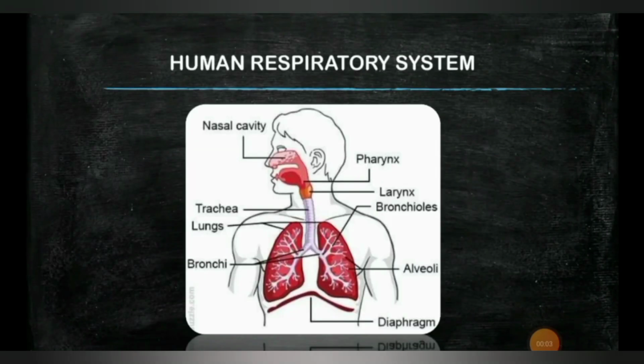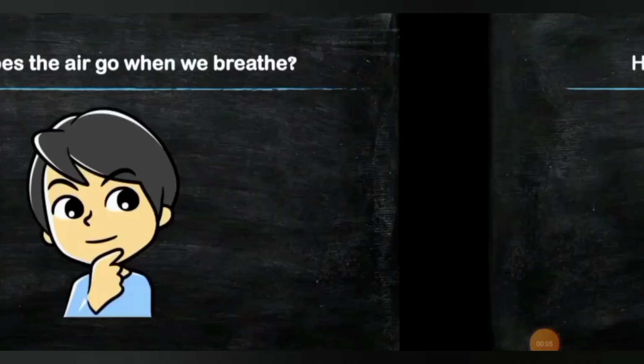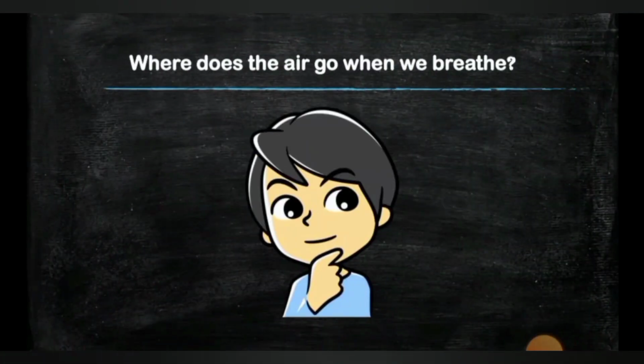Human respiratory system. Where does the air go when we breathe? You might say it goes to our lungs. Yes, it is correct. The air passes through the respiratory tract and then enters the lungs. So, let us explore the features and parts of the human respiratory system.